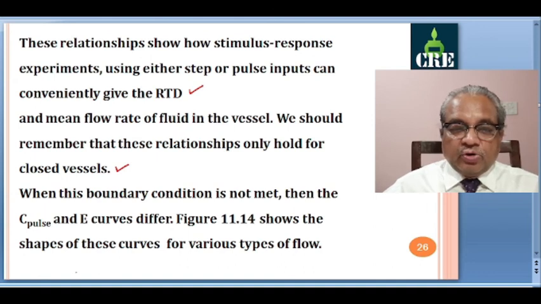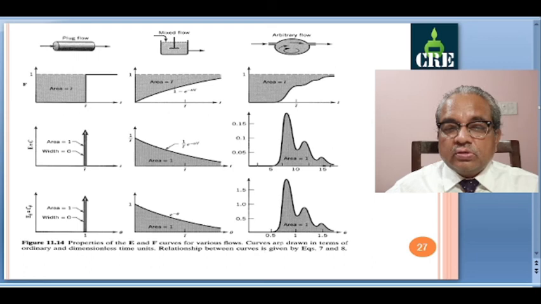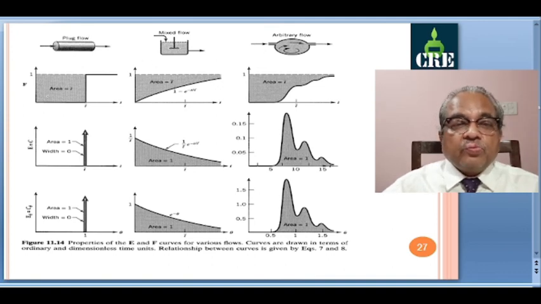Figure 11.14, if you look at it, shows the shapes of these curves for different types of flows. Here are the properties of the E and F curves for various flows, curves drawn in terms of ordinary and dimensionless time units, that is t and theta. The relationship between the curves is given by equations 7 and 8. You refer to 7 and 8. This is plug flow, mixed flow and some arbitrary flow. Here the F curve, this area represents t bar, and this is 1, so t bar into 1 is t bar.